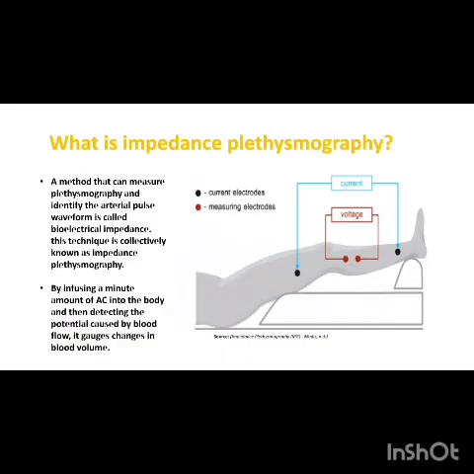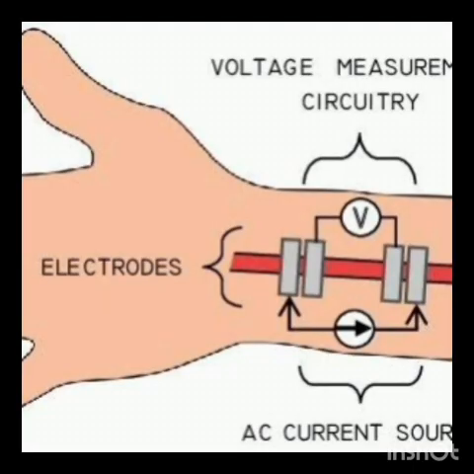The impedance plethysmography principle is that in this technique the electrical impedance of any part of the body is measured by the constant current method, and the variations of the impedance are recorded as a function of time.